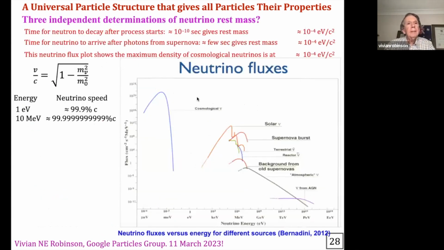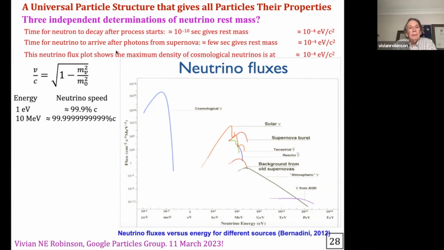Well, you've got three possibilities. Neutrons have a half-life of, what, 12, 15 minutes, somewhere around there. But by the time it actually starts to decay, the decay process gives it a rest mass, and it takes place in about 10 to the minus 10 seconds. That gives it a rest mass of approximately 10 to the minus 4 eV per c squared.